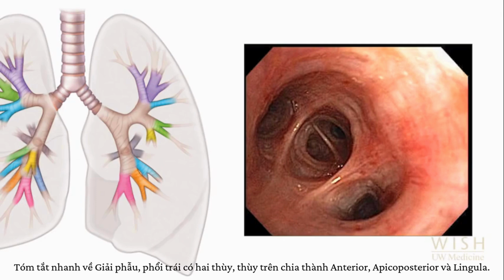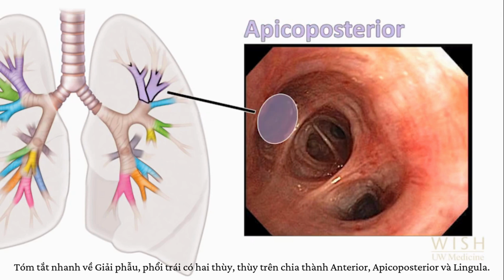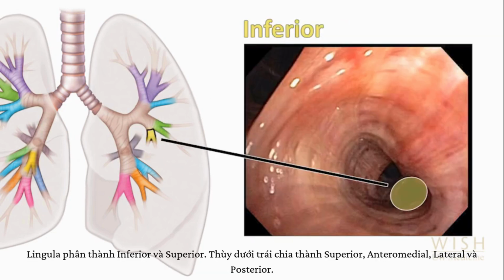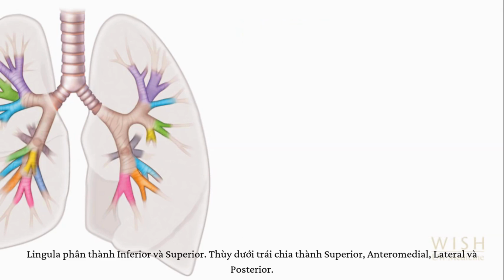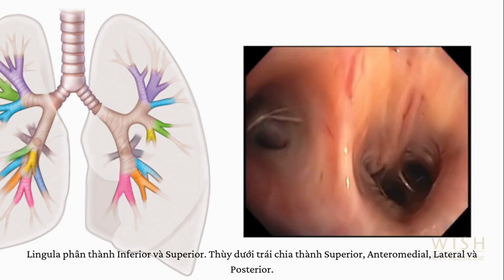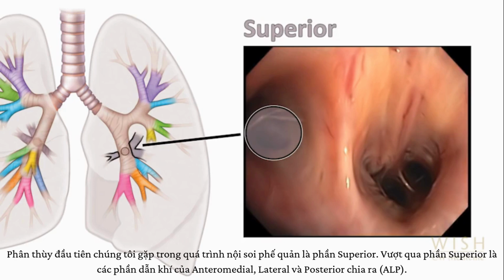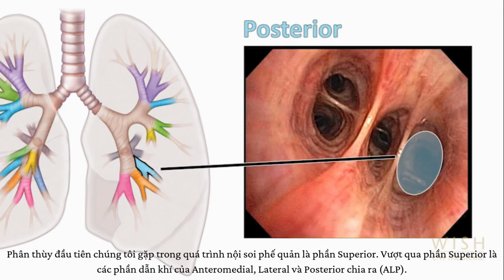Now for a quick anatomy reminder. The left lung has two lobes. The upper lobe divides into anterior, apico-posterior, and lingular. The lingular has inferior and superior segments. The left lower lobe divides into the superior, anteromedial, lateral, and posterior segments. The first segment we encounter during bronchoscopy is the superior segment. Beyond the superior segment, the anteromedial, lateral, and posterior segmental airways divide.